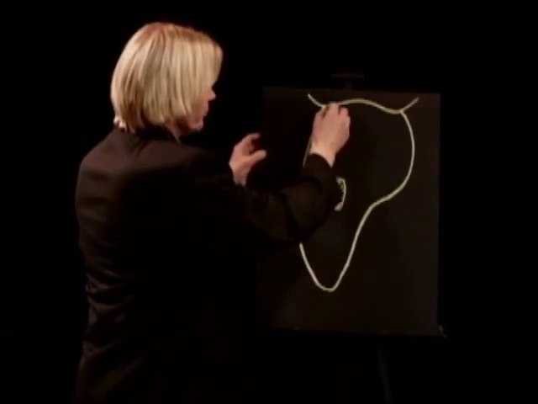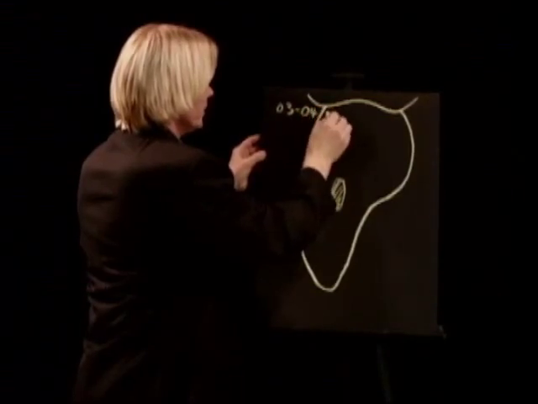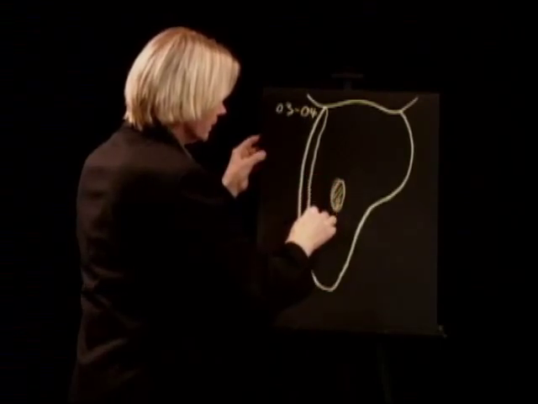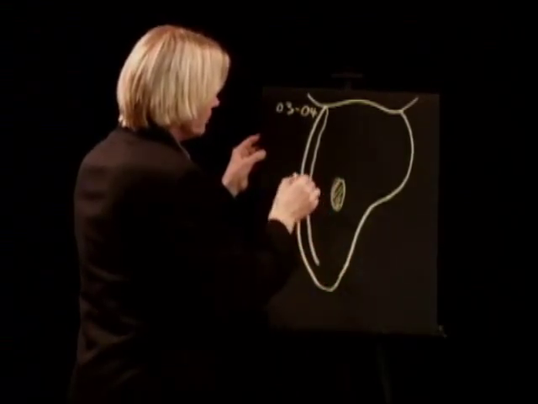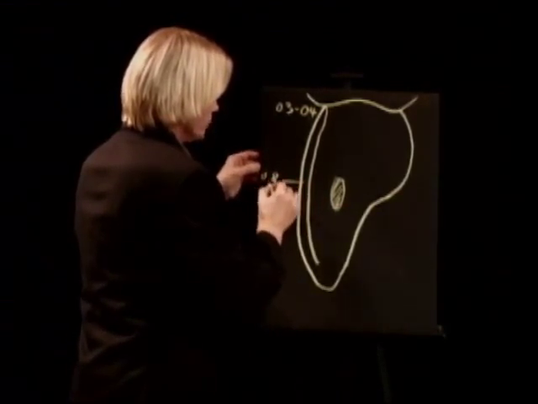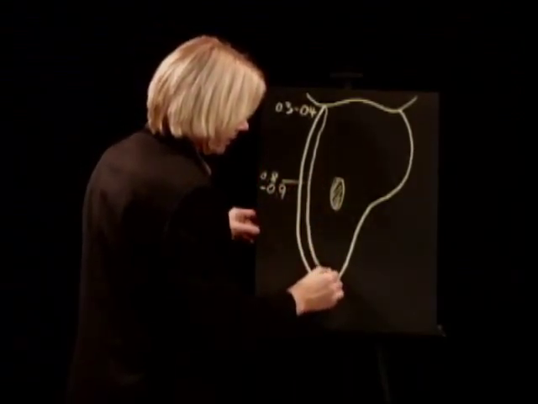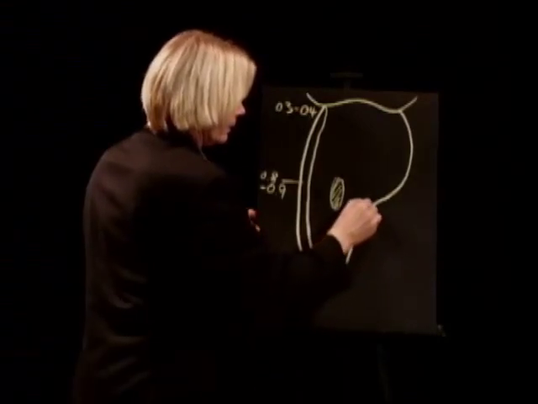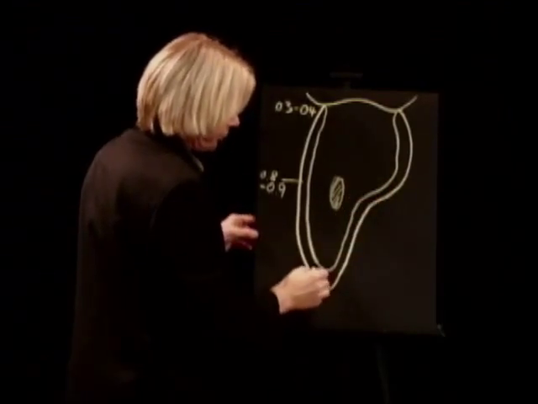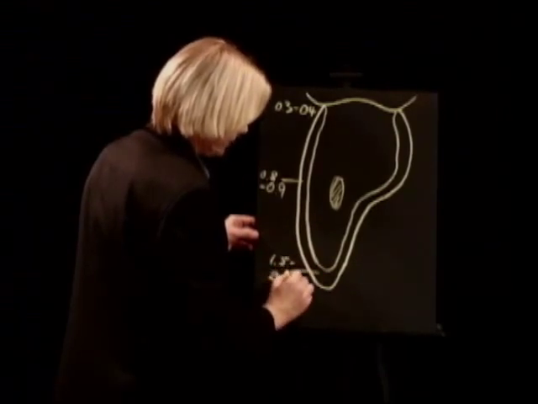Usually you have a thickness of about 0.3 to 0.5 millimeter up here, so you go like this. And then you usually have a thickness of about 0.8 to 0.9 millimeter in this area. And usually you have about 1.5 to 2 millimeter in this area.